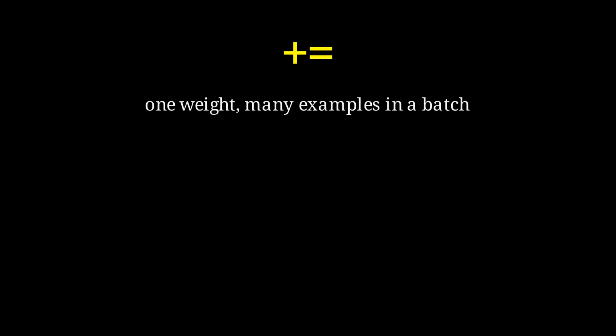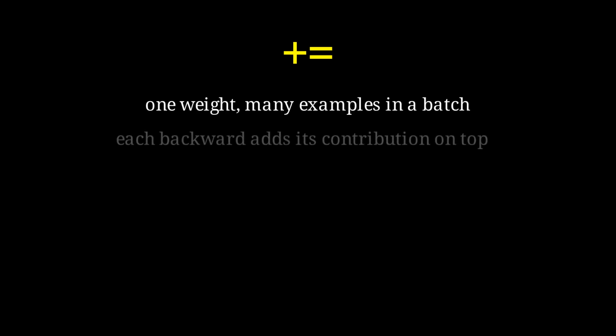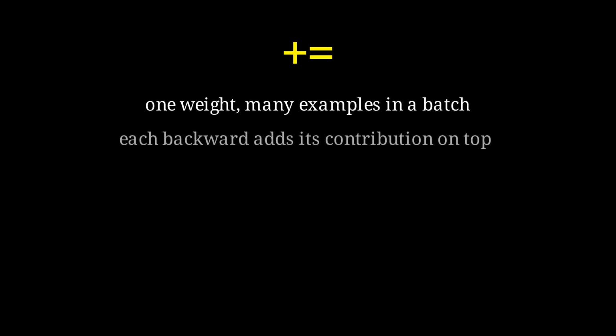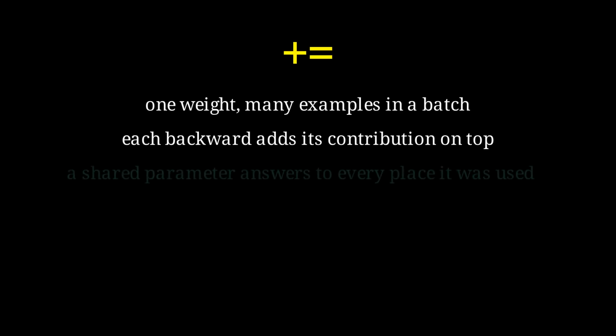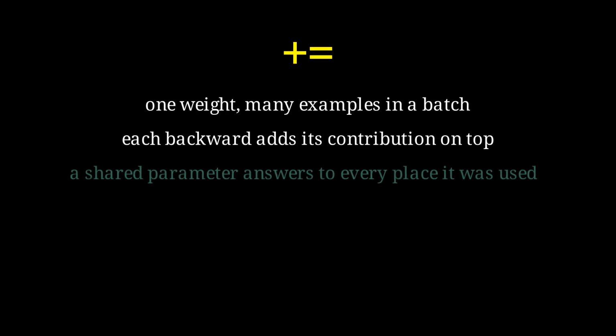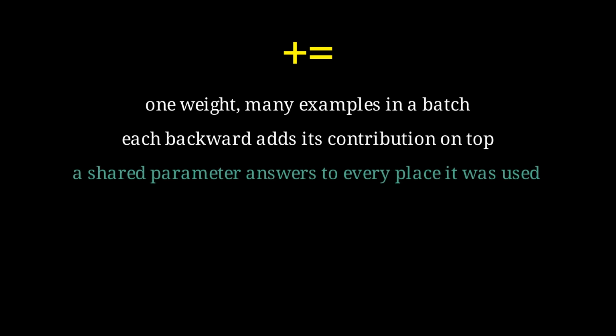A weight is used once per example, but we train on many examples in a batch. Each example has its own opinion about how that weight should change, and we want the total. So each backward pass adds its contribution on top of what is already there, and we reset the running total to 0 only when the batch is done. A shared parameter answers to every place it was used. Hold onto that idea. When a single weight gets reused across many positions, later in this series, that same plus equals is exactly what makes weight sharing work.